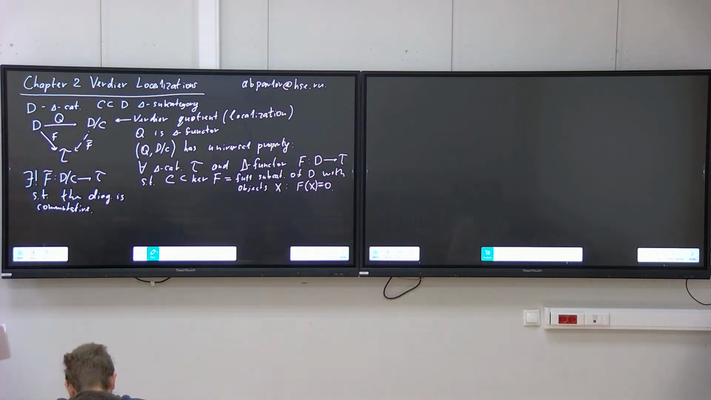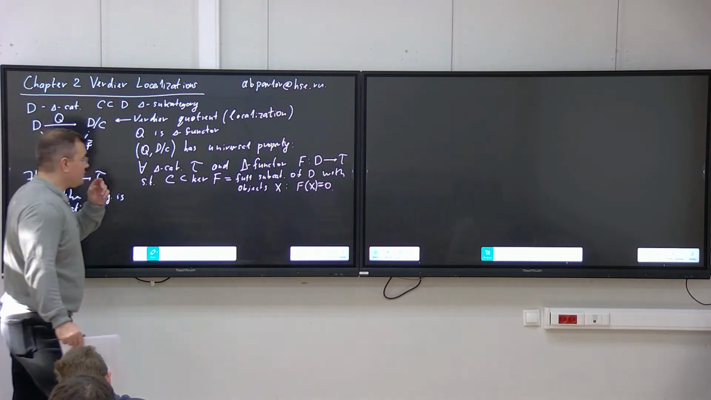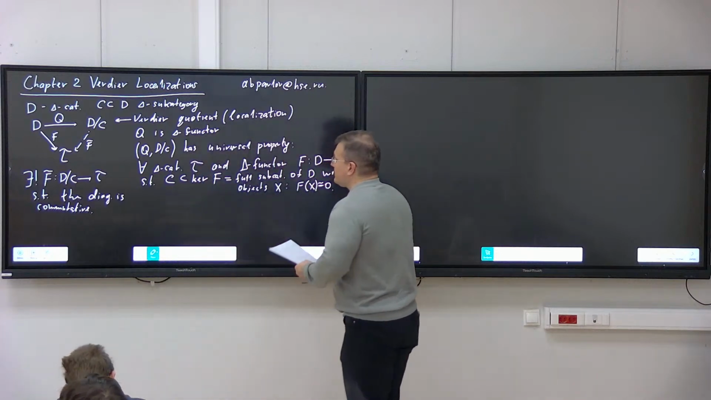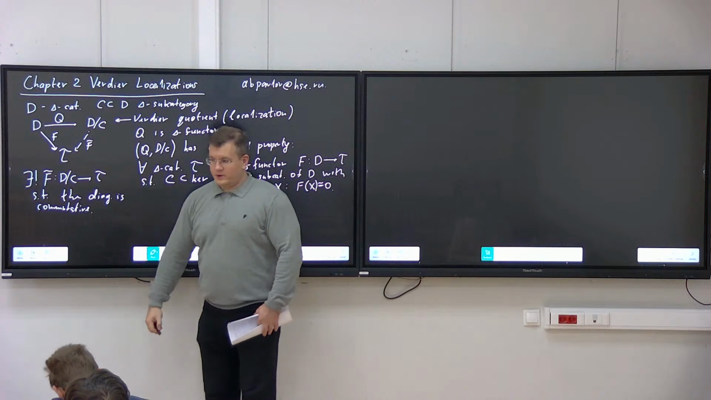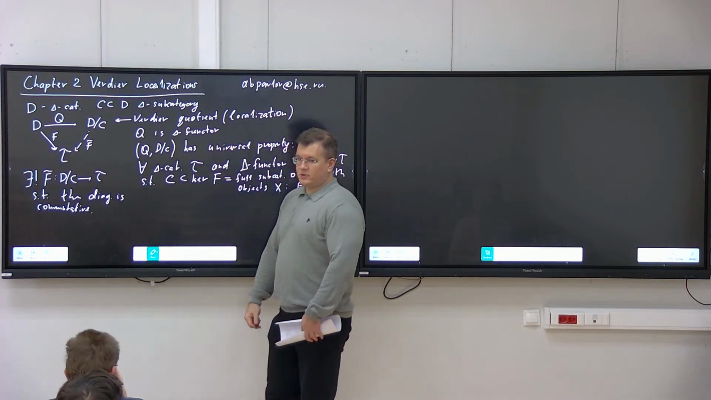So that's the problem we want to solve, that's essentially the goal. And we're going to do this step by step. I'm going to define D mod C. First of all, I want to show that this is a category.